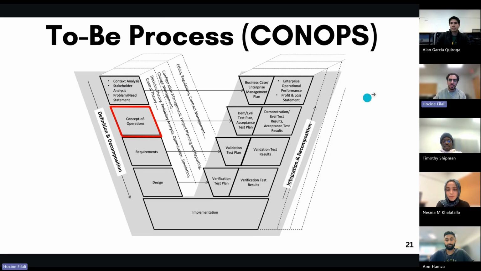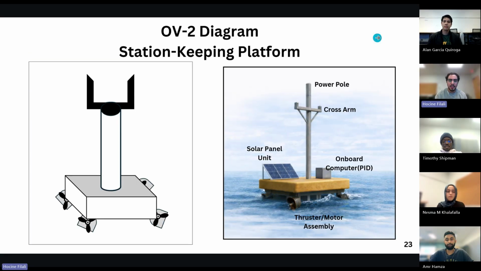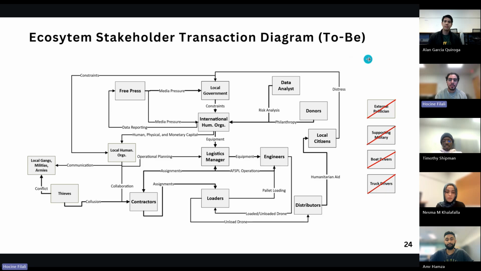All right, moving on to our 2B process or concept of operations. Here we have our OV1 diagram showing the ship-to-shore electric heavy lift drone with the use of the AFSPL in its operational environment with a sequence flow below showing how the system operates. Our second OV diagram is a closer look at the station keeping platform and the components that it is composed of. And here is our stakeholder transaction diagram for the 2B process. As seen here, we are able to eliminate 4 actors, greatly reducing the amount of pressure that was previously placed on the logistics manager.